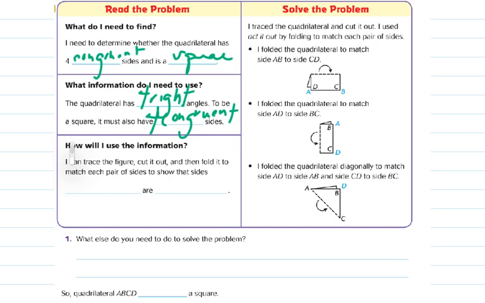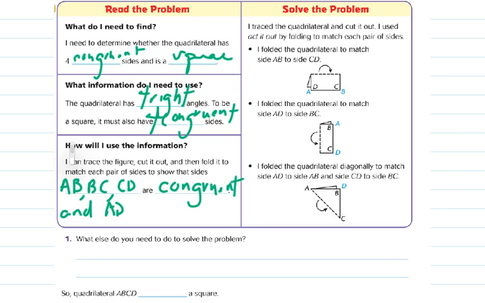Then, how will I use the information? I can trace the figure, cut it out, and then fold to match each pair of sides to show that the sides AB, BC, CD, and AD are congruent.